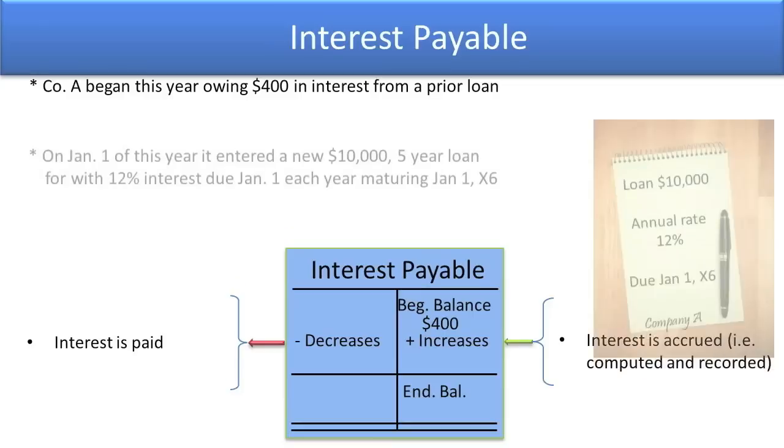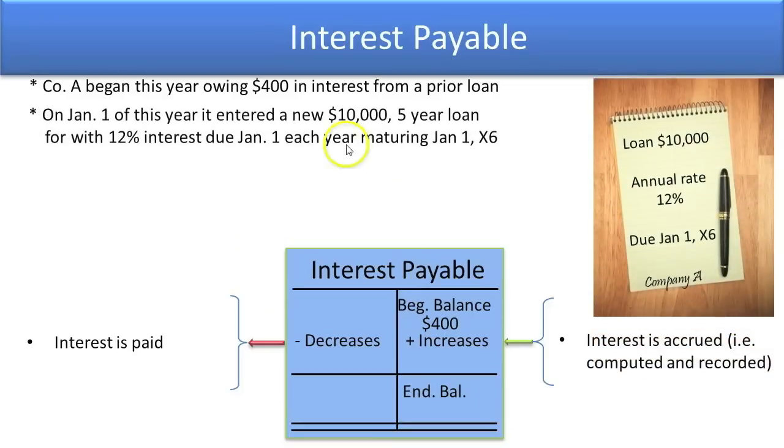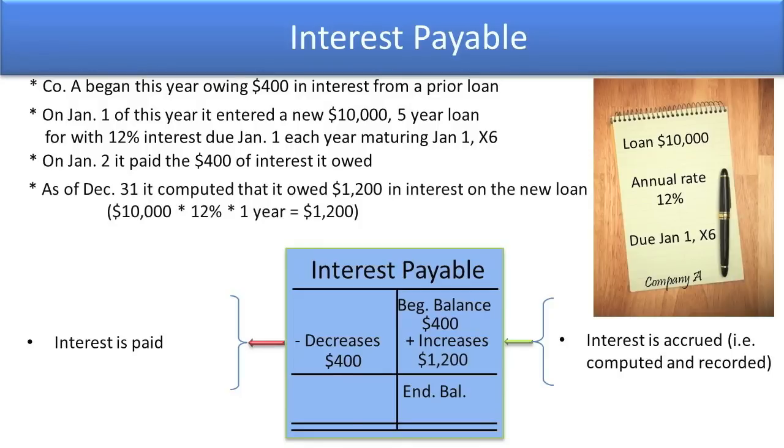On January 1st of this year, it entered a new $10,000 5-year loan with 12% interest due January 1st of each year. On January 2nd, it paid the $400 of interest it owed, thus reducing interest payable. As of December 31st, so this is now a year later, it computed that it owed $1,200 in interest on the new loan. Take the $10,000 amount they owed times the 12% annual interest rate and the time period of 1 year, and therefore they owe another $1,200 in interest. Since they haven't paid yet, this would be interest payable of $1,200.